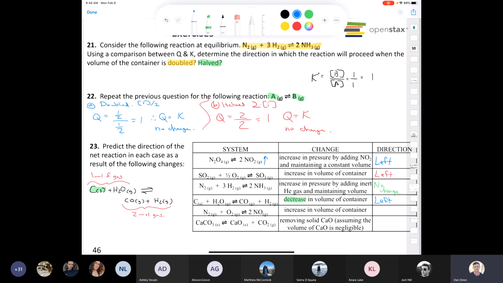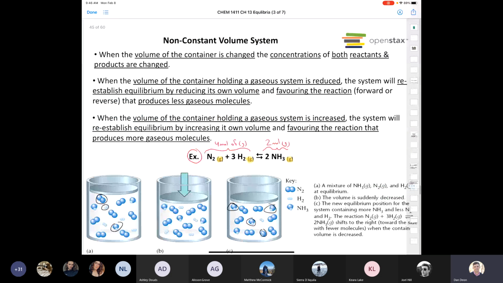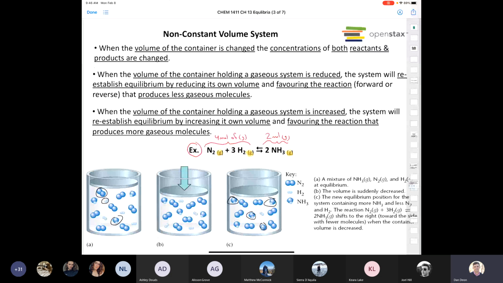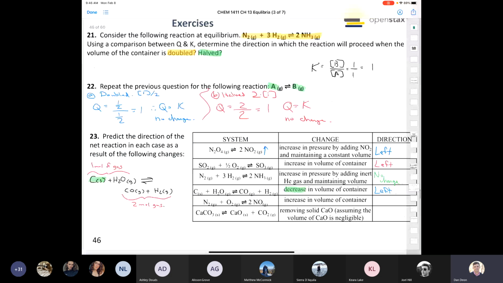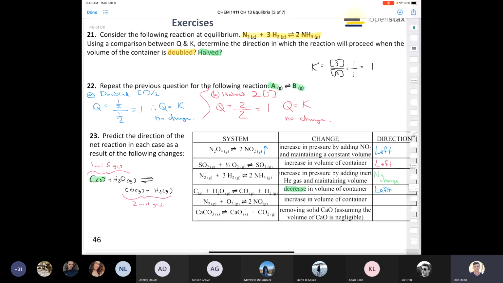If you're unsure, if you think, I need to read more about this, Mr. Dion, it's on here, right here, non-constant volume system. So I'm not going to go over it again. Let's keep looking here. Let's go to the next one. So now I'm looking at this one right here. Nitrogen plus oxygen gives you 2 moles of nitrogen monoxide. What would happen there if I increased the volume of the container? I made it bigger.